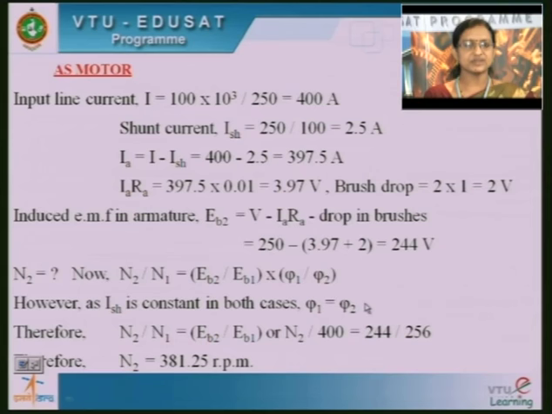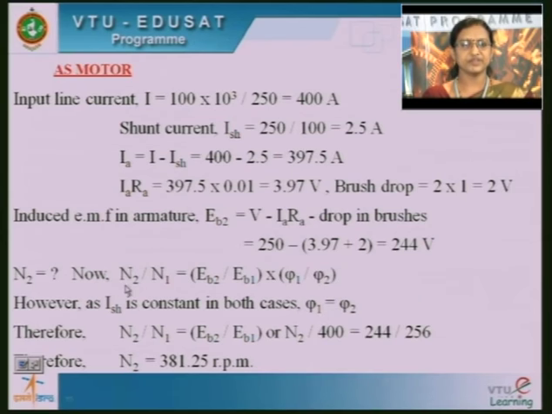In the last class, I derived the equation, that is the relationship between the back EMF and speed, and here one more term you are considering, that is the flux per pole. In a shunt motor, the flux per pole in both cases will be the same, because we are keeping the field current constant. When the field current is constant, the flux is also constant. That is why phi 1 is equal to phi 2 in this case.